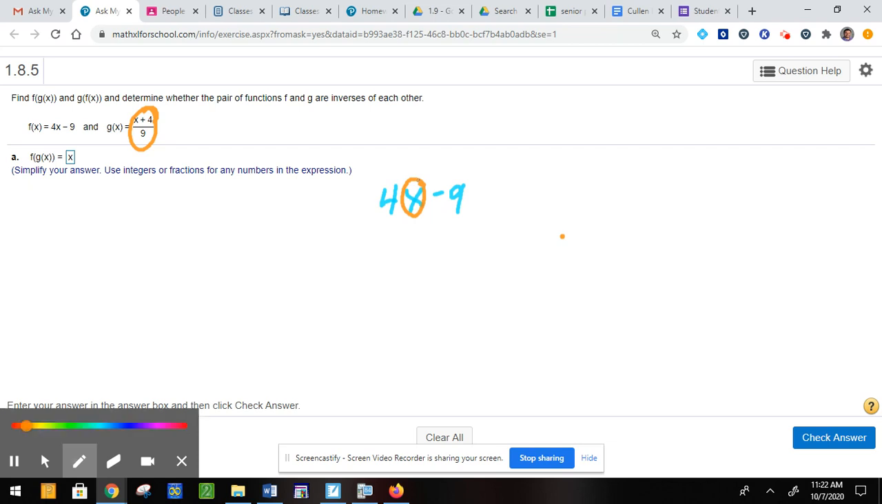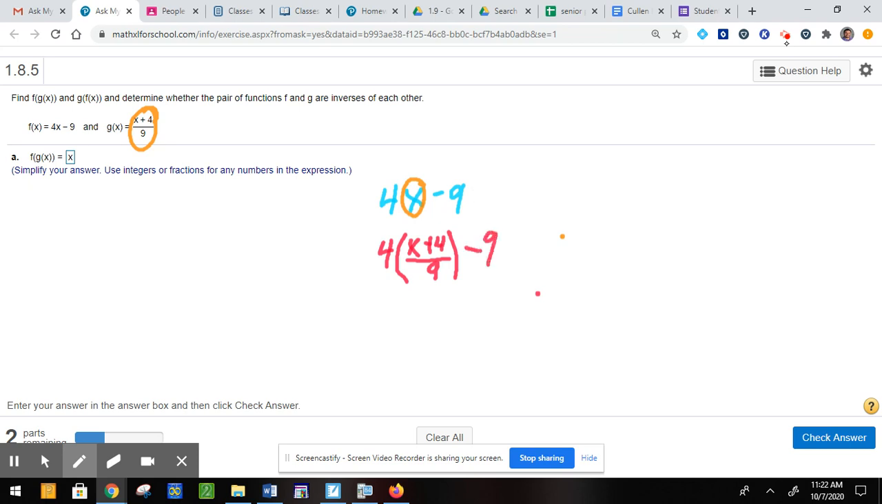So now when I rewrite it, you've got 4 times, and the expression for g is what is now x in the f function: x plus 4 over 9, and then minus 9. Now I just need to simplify that.